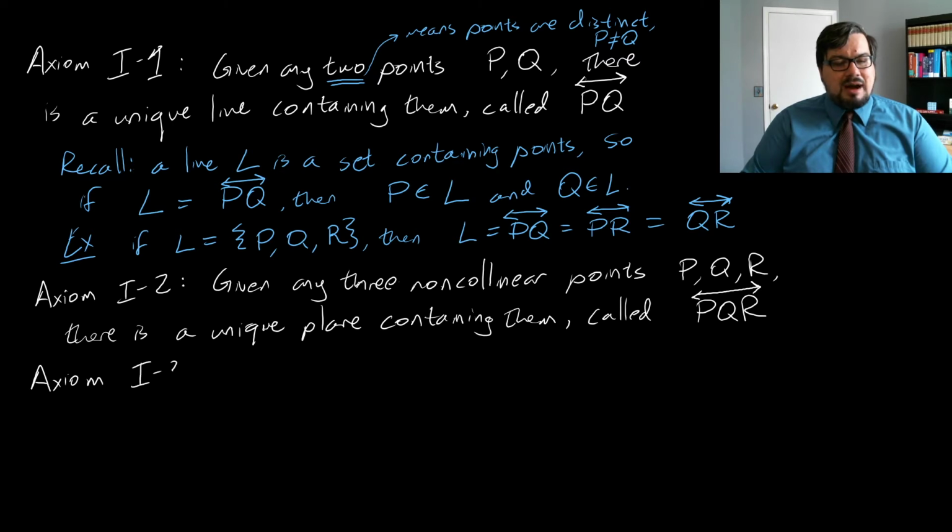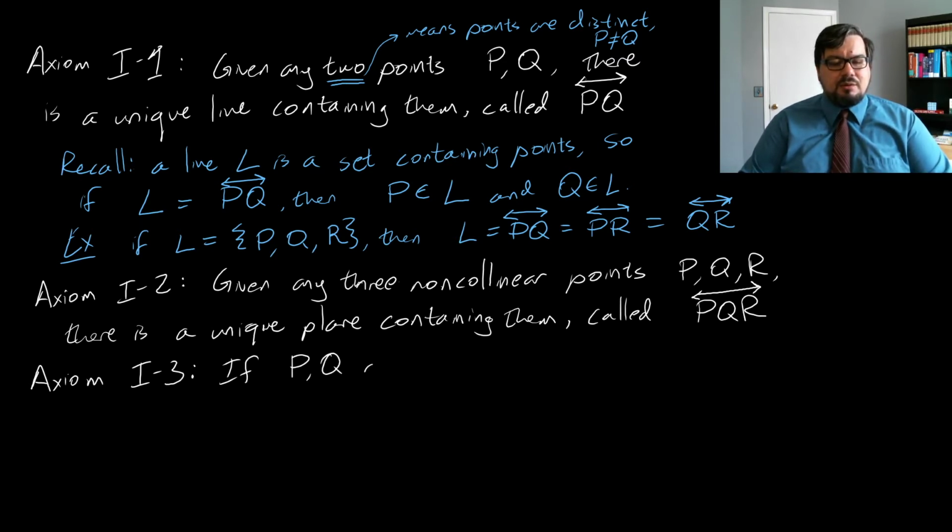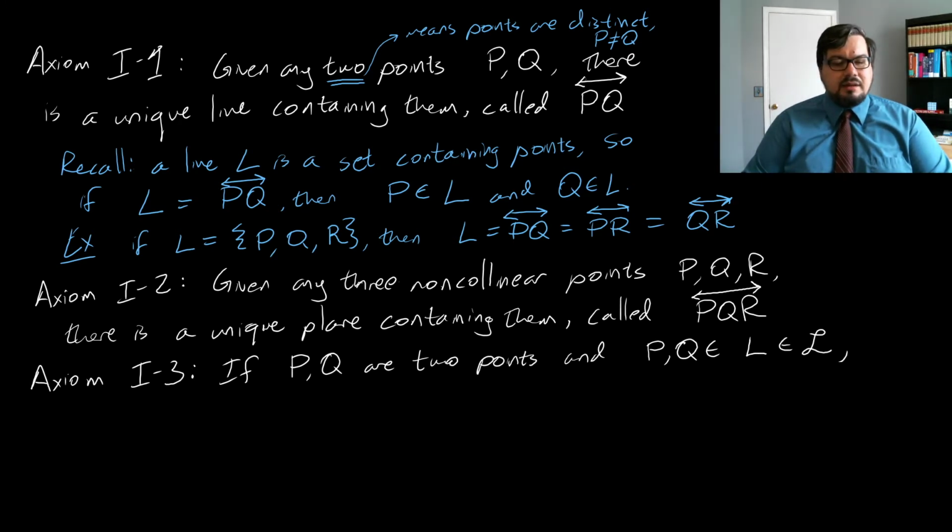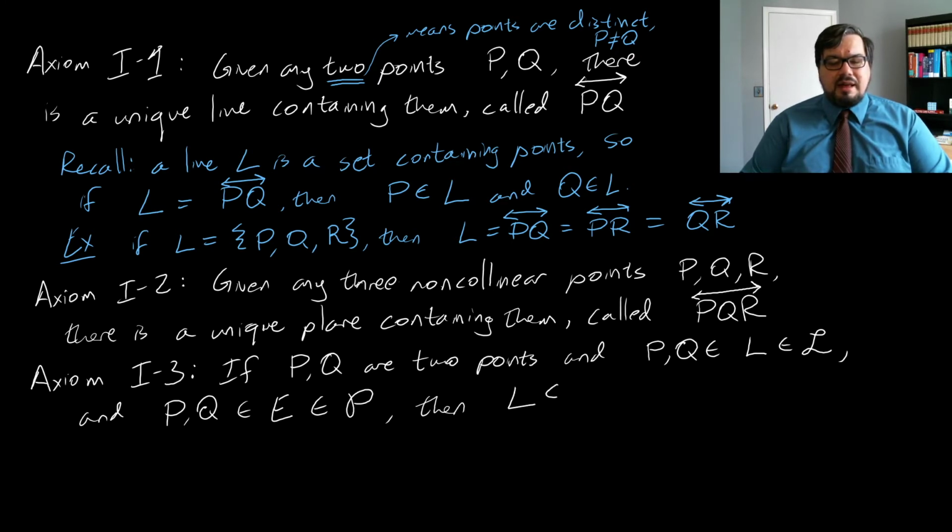Now we've got axiom I3, which says that if P and Q are 2 points, and P and Q belong to L, where L is a line, and P and Q belong to E, where E is a plane, then L is a subset of E.